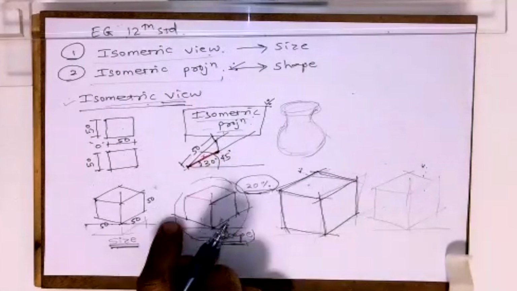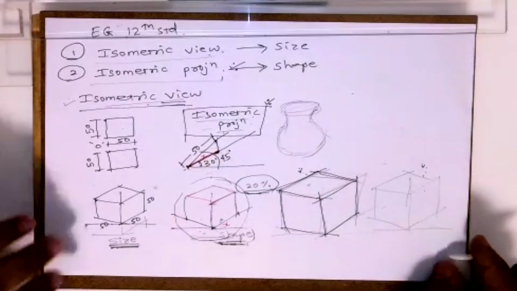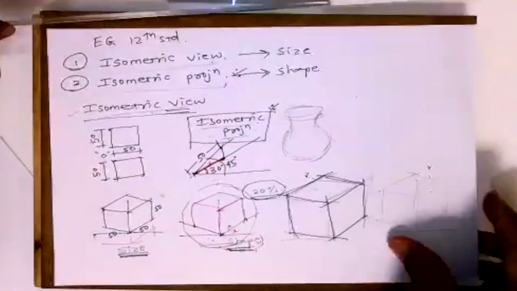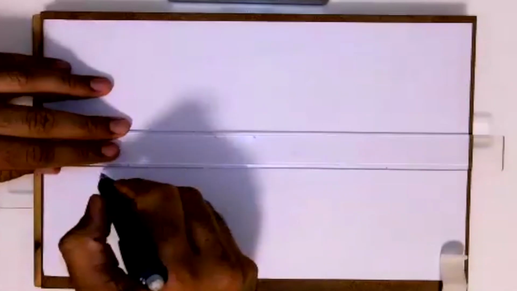Now I will teach you how to draw that isometric scale. In CBSE, they will always ask you for 4 to 5 marks. Always one question will be there, how to draw isometric scale. Okay, so we'll draw that. So how to draw isometric scale?